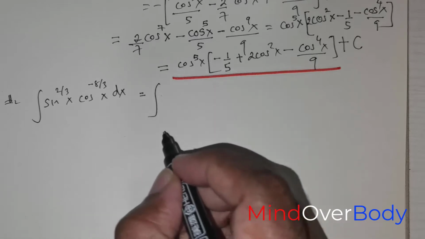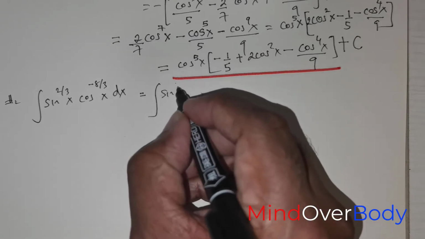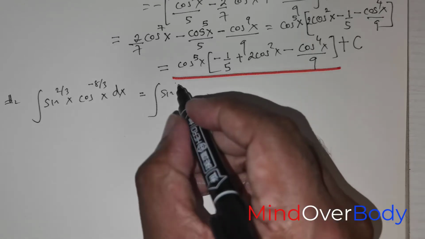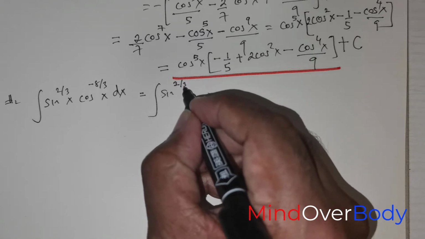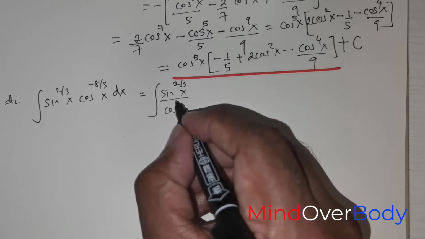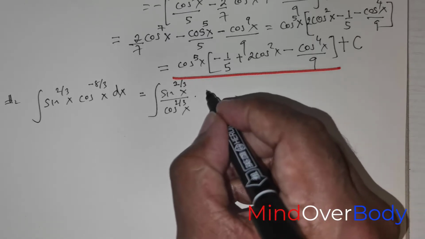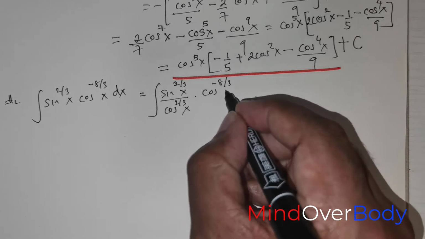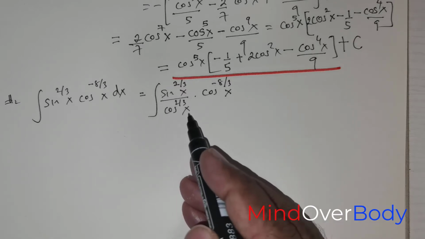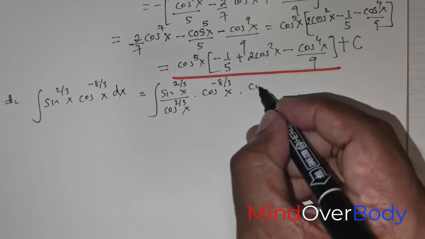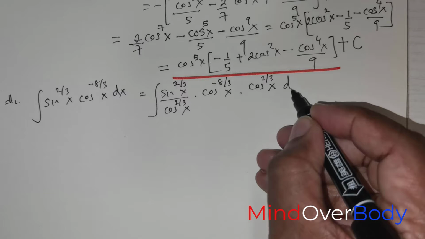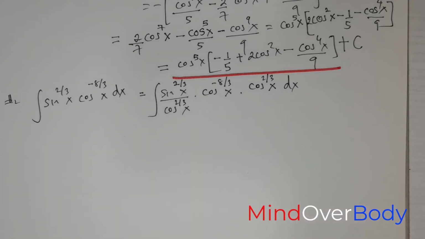So having that as my objective, I would like to divide the quantity by cos raised to the power of 2 over 3x so that I can get a tan there. So this is going to be sine raised to the power of 2 over 3x divided by cos raised to the power of 2 over 3x, times cos raised to the power of negative 8 over 3x. But since I placed cos raised to the power of 2 over 3x there, I got to neutralize that, so I'm going to multiply it by cos 2 over 3x times dx.